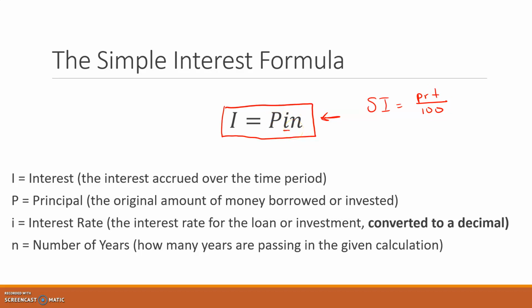Now, the way this formula works is it says capital I equals PIN. So the interest accrued over a certain time period, so that's the actual amount that the value grows by, is equal to the principal, which is the original amount of money borrowed or invested, multiplied by the interest rate, making sure that it's converted to a decimal, and then multiplied by the number of years.